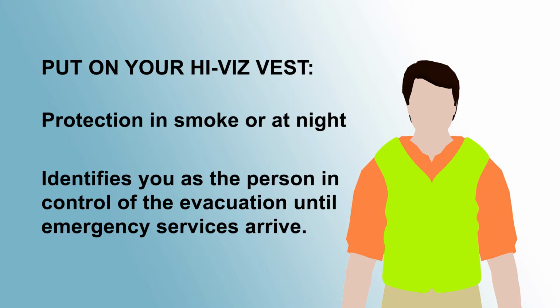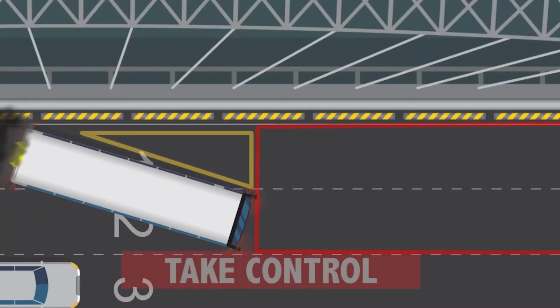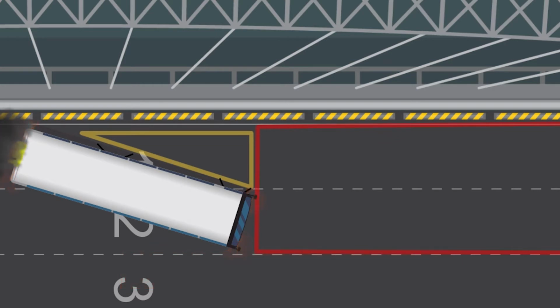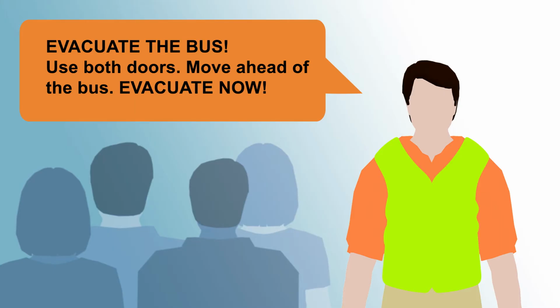This protects your safety by keeping you visible in smoke or at night, and identifies you as the person in control of the evacuation until emergency services arrive. Communicate with your passengers. Take control and give clear instructions as to how to exit the bus and where to assemble. Evacuate the bus now.